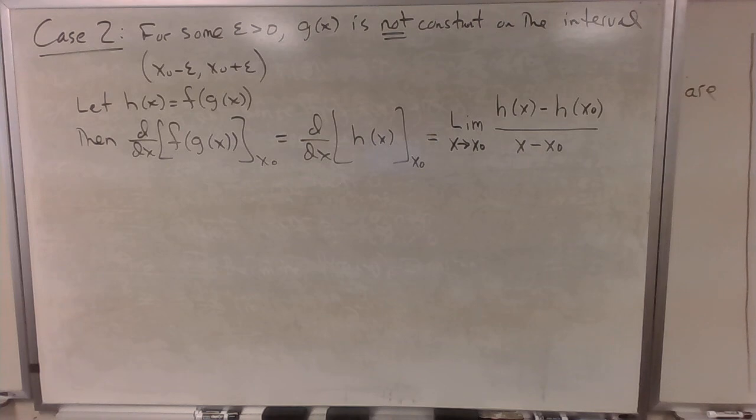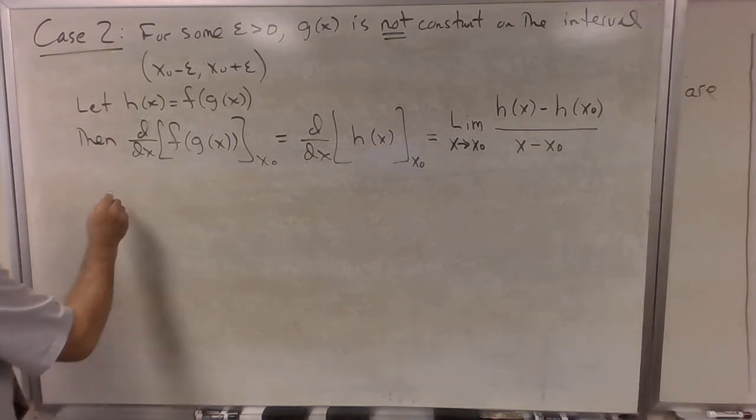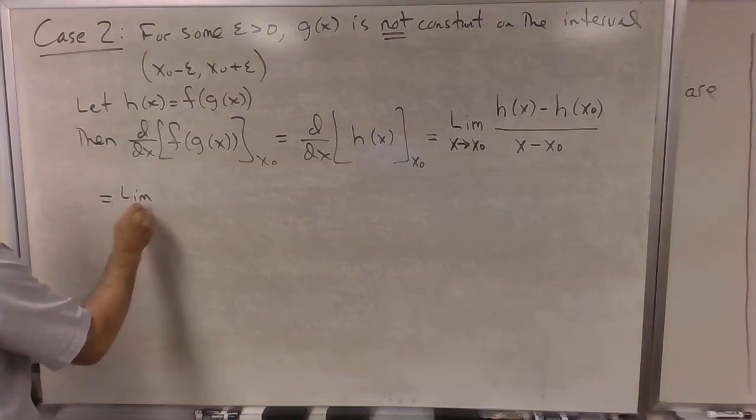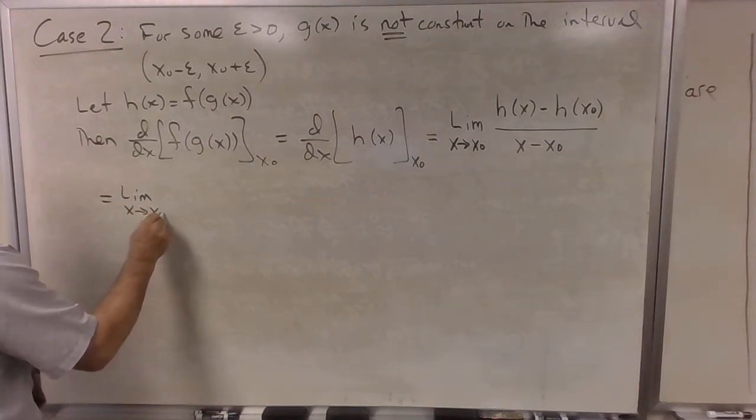Okay, now I can go back to f and g. This is equal to the limit as x approaches x naught.